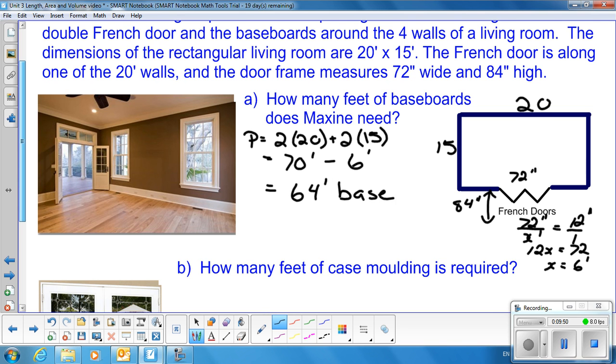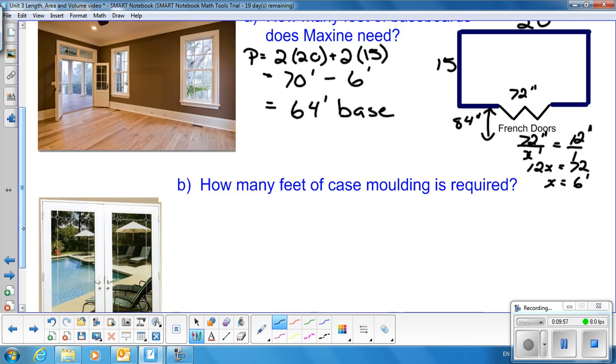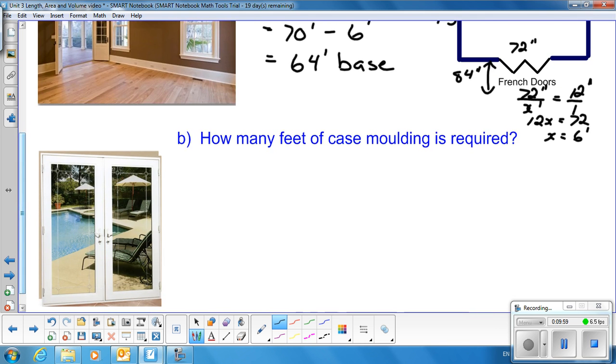Part 2, or Part B: how many feet of case moldings are required? Case moldings are the moldings that go around the door. So if this is our French door, the case moldings would start down here at the bottom. They would go up, across the top, and down the other side. Our French doors, we know, have a height of 84 inches.